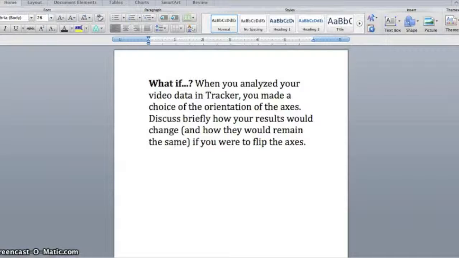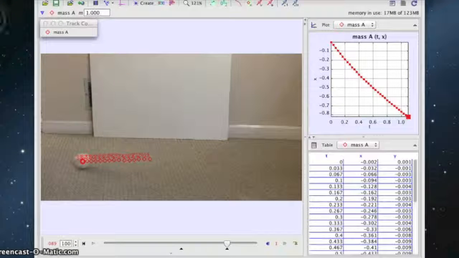Now let's answer some conceptual questions regarding the lab as a wrap-up. If the axis was changed, the car would be moving along the positive direction rather than the negative. The slope would be going up and to the right instead. However, with a flipped axis, the object would still travel at a constant speed, but just in a different direction. And here it would be up and to the right.